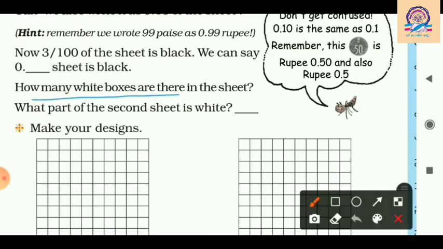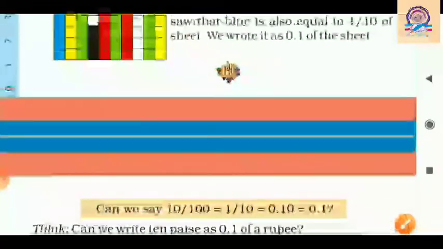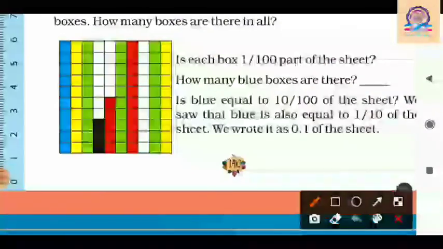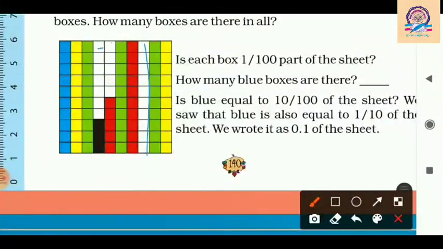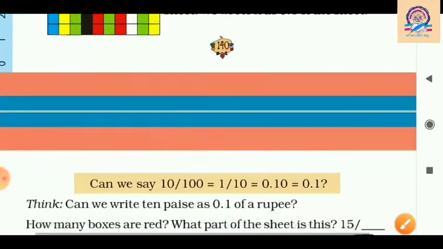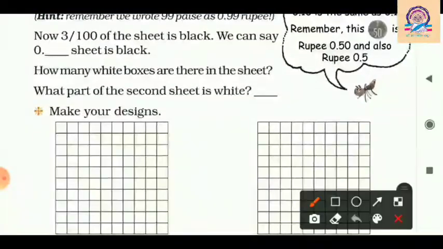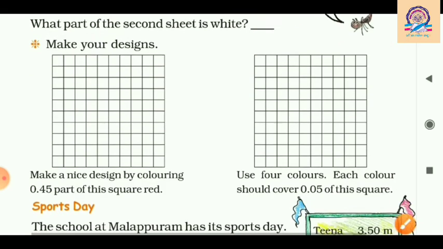Now how many white boxes are there in the sheet? So let's find the white boxes. So first here are 10, then 11, 12, 13, 14, 15, 16, 17, 18, 19, 20, 21, 22. So total 22 white boxes are there. So we can write 22 upon 100. What part is white? 22 upon 100, and 22 boxes are white. So make your designs. How?